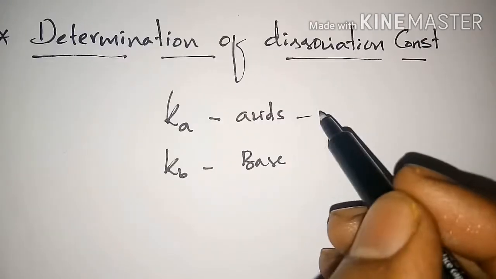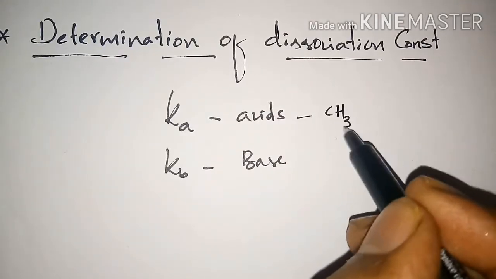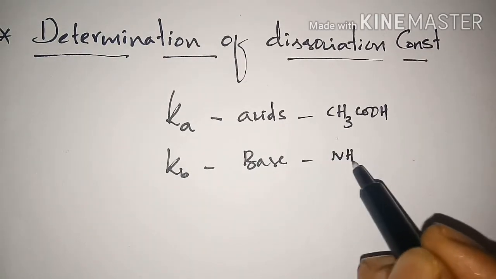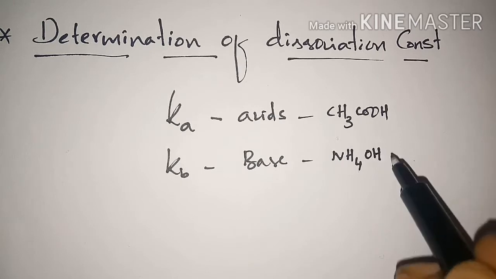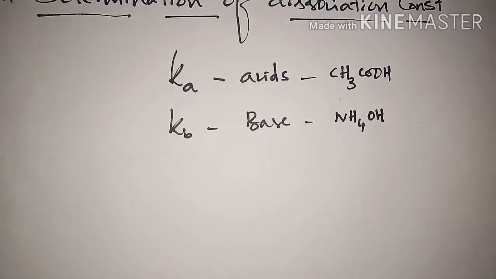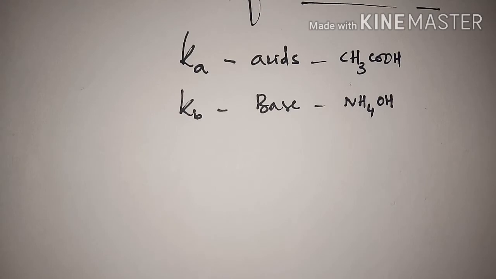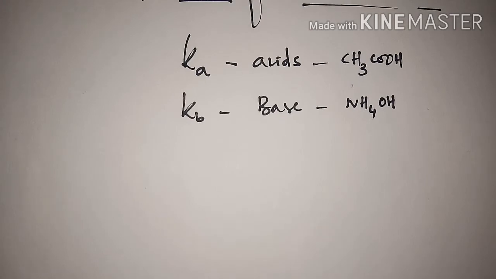So acid, a weak electrolyte such as acetic acid. And this is for ammonium hydroxide, which is a weak base. Now how can one determine the dissociation constant of a weak acid or weak base by measuring electrical conductance? Before we go on, let us formulate the mathematical requirement.